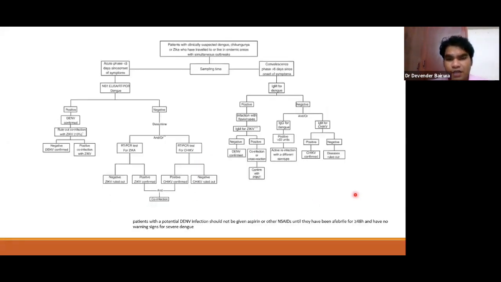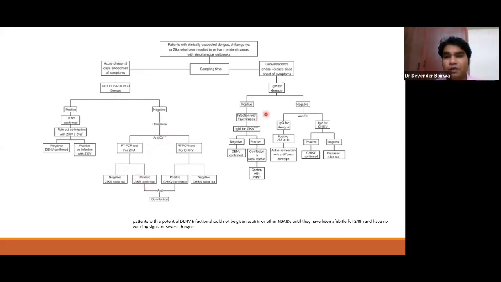This chart has been given by an expert committee on how you go about diagnosis. Patients who are suspected of dengue, chikungunya, or Zika, or who live in an endemic area or have a travel history with a simultaneous outbreak, you can sample. If sampling is done in the acute phase, less than 5 days from symptom onset, you can go with NS1 and ELISA or RT-PCR. If NS1 and ELISA is positive, then you can go for dengue. If RT-PCR for Zika is positive, then possibly you are dealing with Zika, or there can be positivity for both.